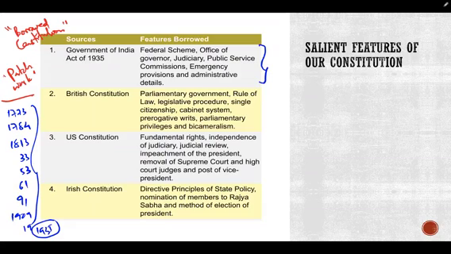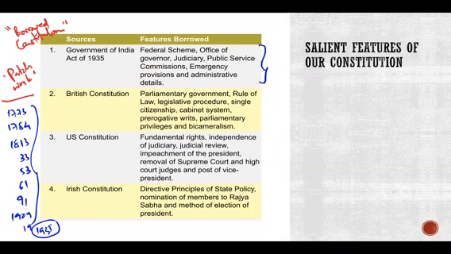Similarly, the British Constitution. We have a parliamentary form of government because we realized that this system is better suited for our country, our society. Parliamentary government is a lot better than a presidential sort of system, because we have a very diverse population, and for a multitude of reasons, the parliamentary system is good.